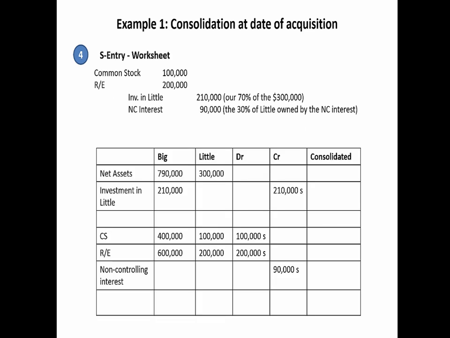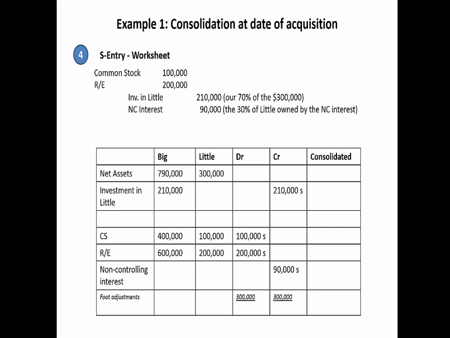So let's go ahead and post that to our worksheet. You'll notice that in posting this, I've put little letters next to each of the entries in the adjustment or elimination columns, little S's standing for the S entry. This is a very short, simple example, so it's not necessary. But in longer, more complex examples, you might find it very useful to put a little letter next to the entry in the worksheet indicating what elimination entry that number came from. So these all came from the S entry.